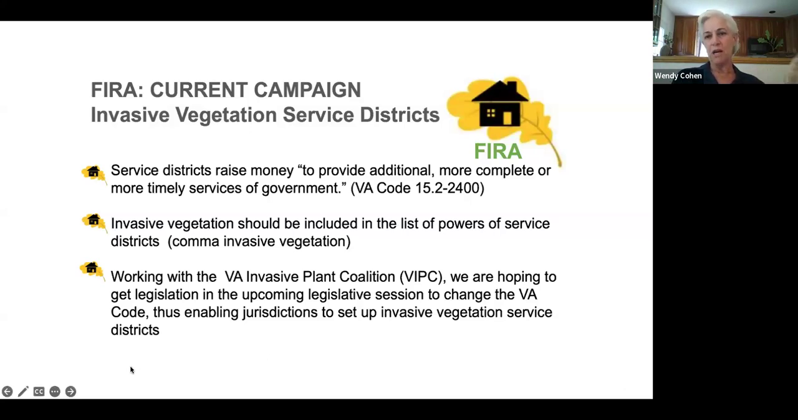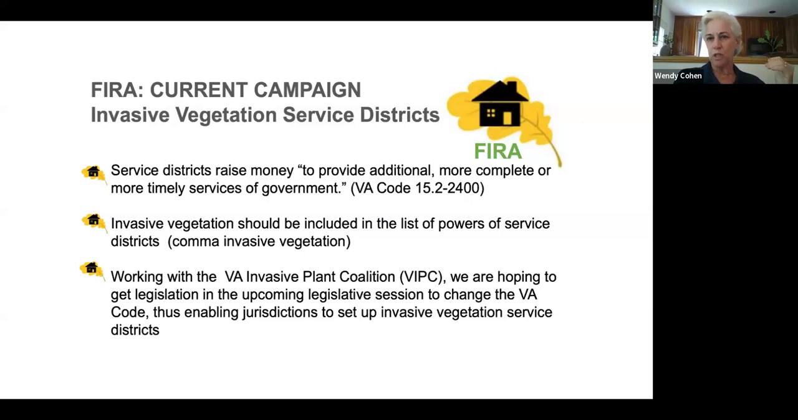And basically we call this the invasive vegetation campaign, because that's what we want to add to the powers of service districts. Changing the Virginia code is going to allow us to do that, and part of what's made this possible is working with groups like the Virginia Invasive Plant Coalition, VIPSI, and Blue Ridge PRISM, that enables us to move beyond just the county to get a statewide change to the code. That then enables jurisdictions like Fairfax County and others across the state to set up invasive vegetation service districts that earmark money specifically for invasive vegetation, to be determined how it's administered and how it's run by the local jurisdictions.